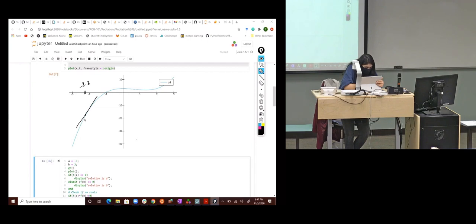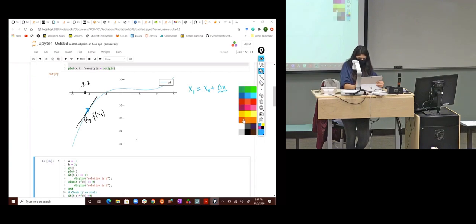He said, if you're here at point x naught, and this is your slope, x naught comma f of x naught, then your update should be such that x1 equals x naught plus some delta x. And this delta x should be this value in the direction of the gradient. And as long as you're doing that, you're going to be on your way to finding the solution. So if you keep doing that, we get to that point.